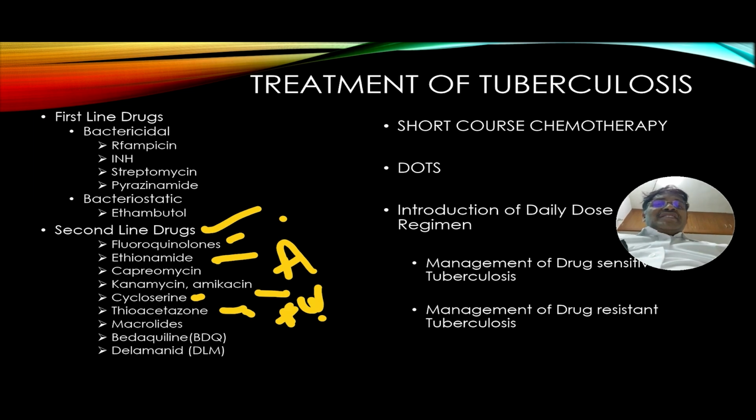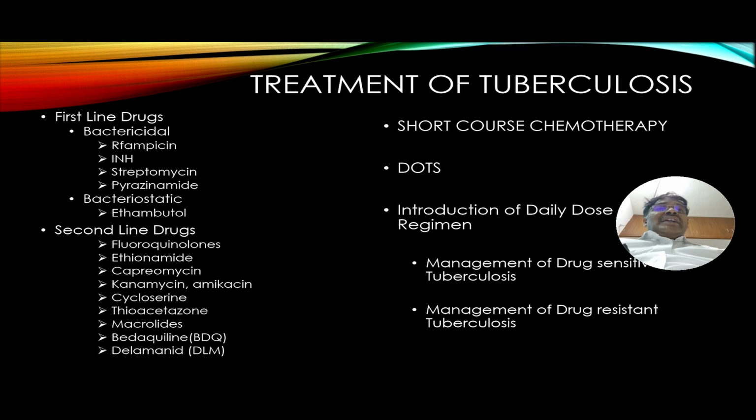Macrolide antibiotics, azithromycin and clarithromycin, can be used. Bedaquiline is a newer group of anti-tubercular drugs, especially targeting the mycobacterial ATP synthase. It's a bactericidal drug. Pregnancy is a contraindication for bedaquiline. Cardiac arrhythmia is a contraindication for bedaquiline. The age of the patient should be more than 18 years. So remember these 3 points with respect to bedaquiline. Now the next one is delamanid. Delamanid is a recently approved drug for treatment of tuberculosis. 50 milligram is given, especially for MDR tuberculosis.